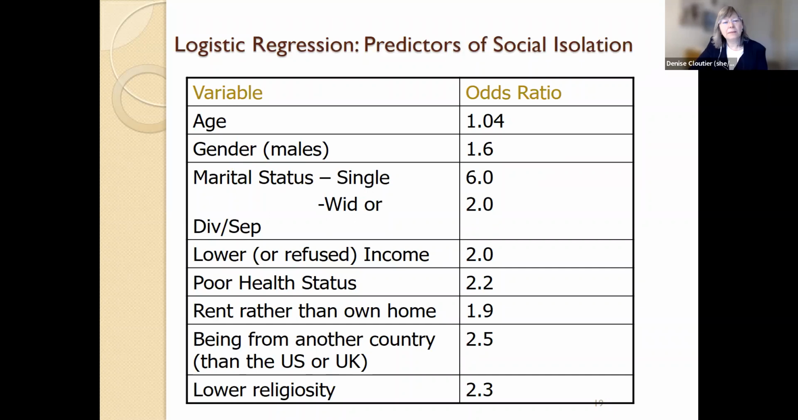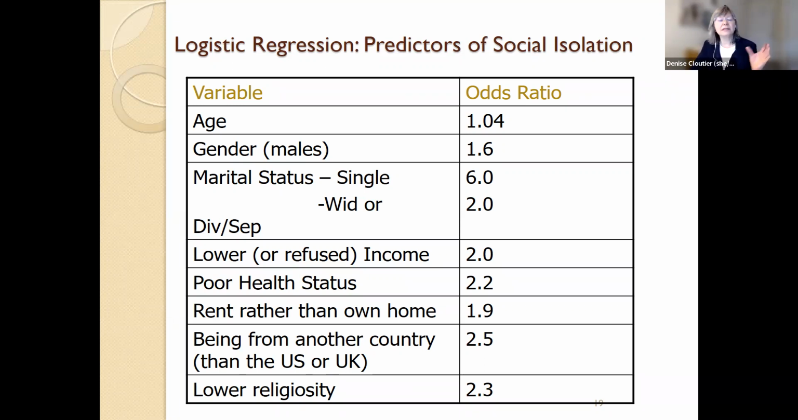Oddly, maybe, we found that males were more vulnerable to social isolation, as were those with poorer health status and those who rented rather than owned their own home. And in this project, we found that being from another country than the US or the UK heightened risk of being socially isolated, as did lower levels of religiosity.